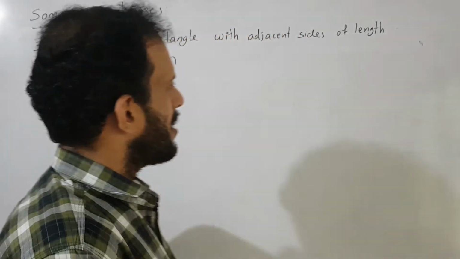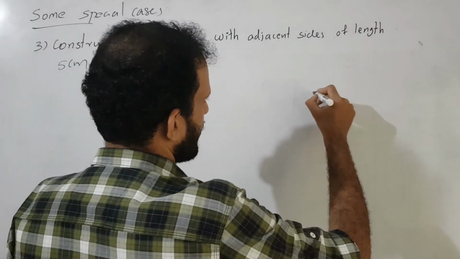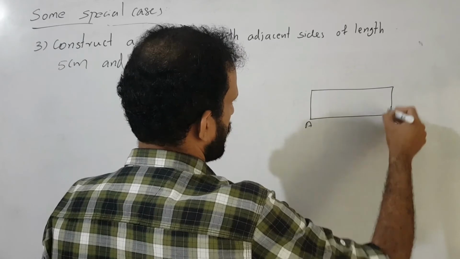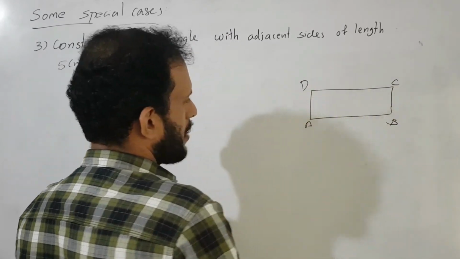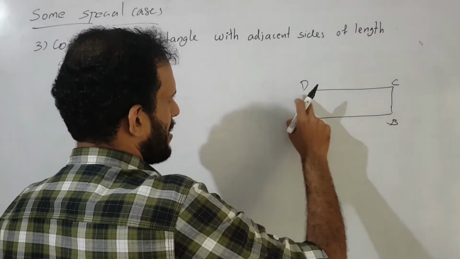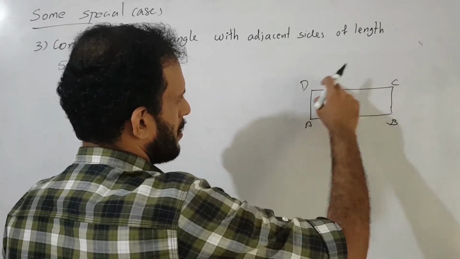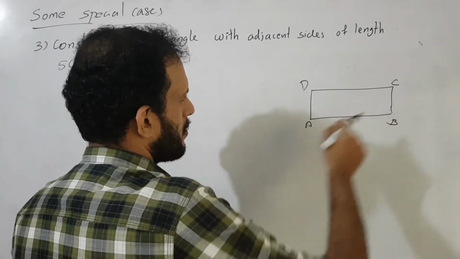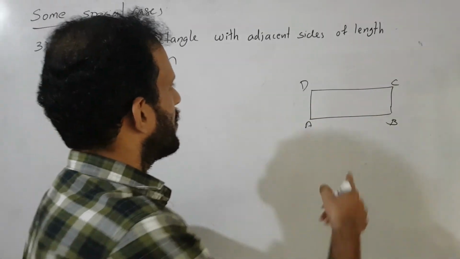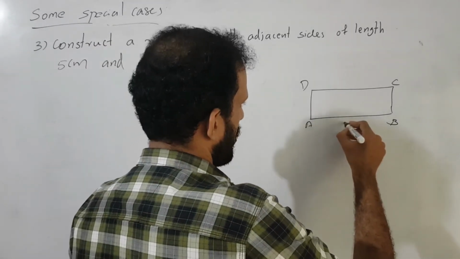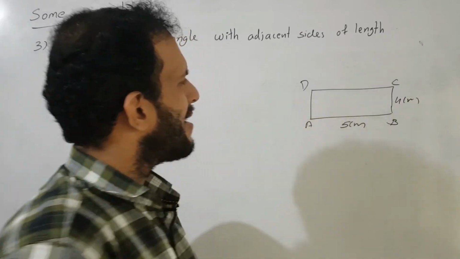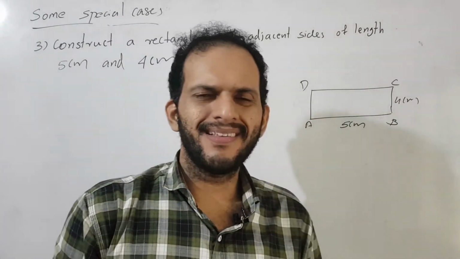So first we draw a rough figure like this. It's a rectangle. Then we give the names A, B, C, D. Then what are the adjacent sides? AD and AB are adjacent. AD and DC are adjacent. DC and BC are adjacent. BC and AB are adjacent. Then choose any one of the sides. I am choosing this one as 5 cm. AB is 5 and BC is equal to 4. And it is a rectangle. Correct, it is given as a rectangle.